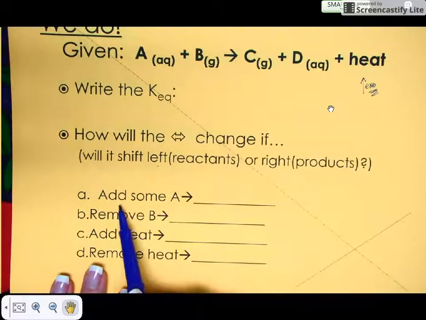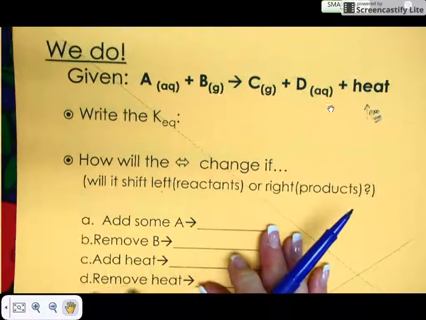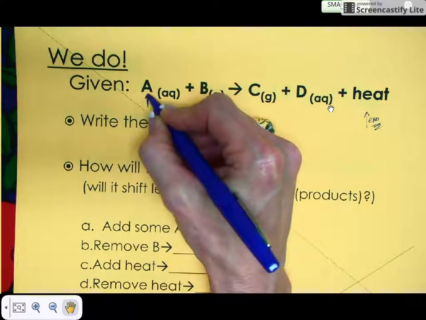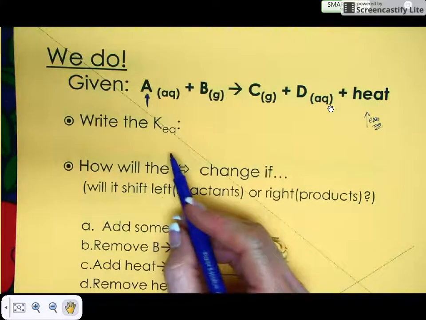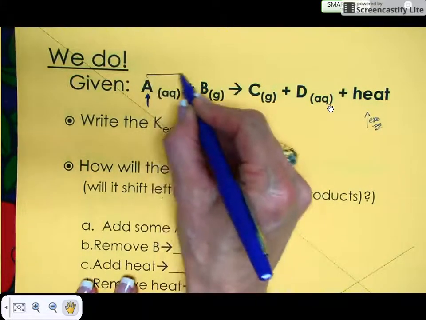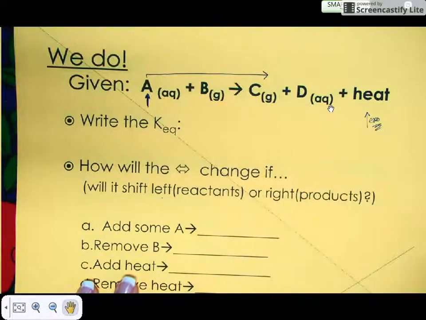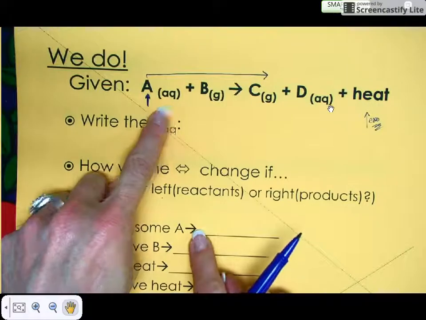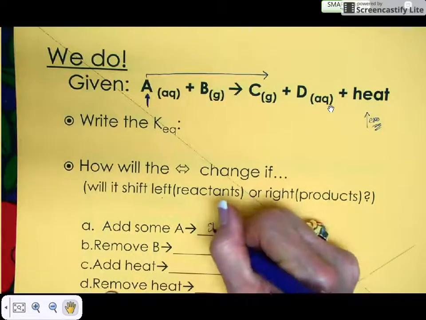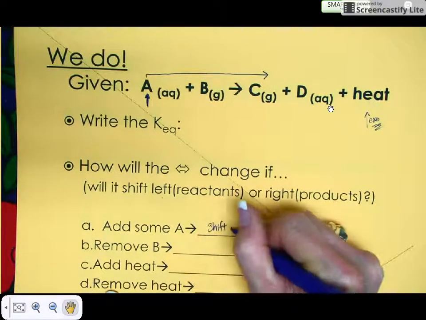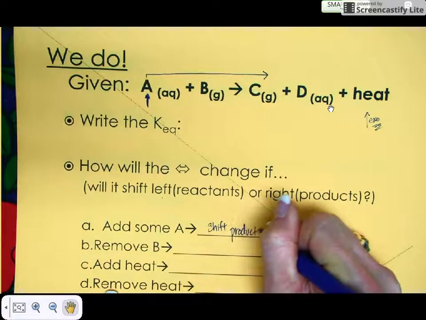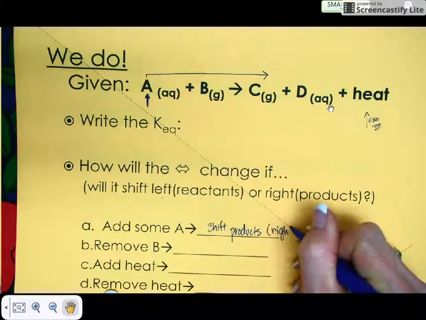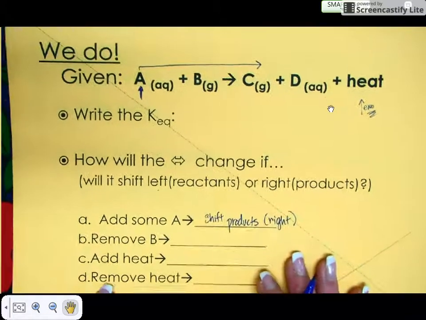So the first choice says if you add some A. So look at where A is. A is on the reactant side. So if I add some A here, Le Chatelier's principle says it's going to shift away from the added component, meaning it's going to shift to the opposite side of the reaction. So if I add some A to this reaction, since A is a reactant, it will shift to the products. Or you can just say shift right, because that's the side the products are on.